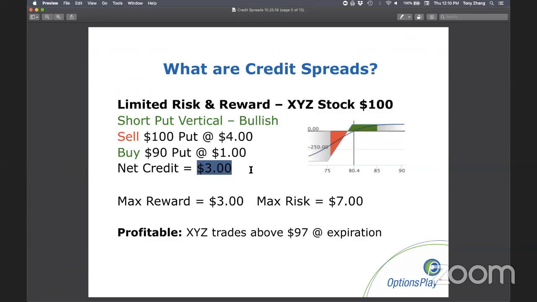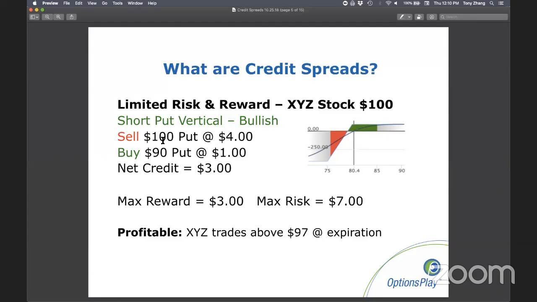What that means is that I have a max reward of the $3 that I collect on this trade, and a max risk of $7. And $7 is calculated from the width between the buy and the sell leg. The 100 strike versus the 90 strike is $10 apart, and that $10 represents our total opportunity. So if our max reward is $3, then the remaining amount of that $10 is our max risk. For all debit spreads and credit spreads, max reward plus max risk adds up to the total width between the buy and the sell leg.